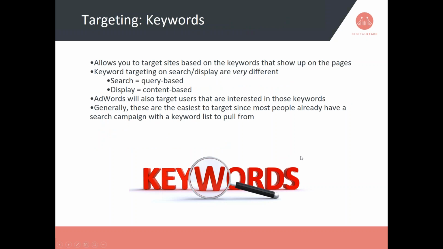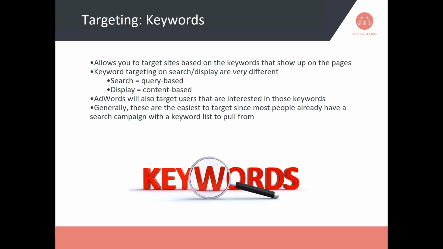So the first form of targeting that we're going to go over is keyword targeting. Keyword targeting allows you to target sites based on the keywords that show up on the pages. It's good to keep in mind that keyword targeting on the search network versus the display network are very, very different. I want to explain the difference between the two. Keyword targeting on the search network is you're targeting keywords that people are typing into those search queries on Google. So if you are advertising for soccer cleats, and you have a website with a whole shopping cart for different pieces of athletic footwear, you might bid on someone typing in soccer cleats into Google.